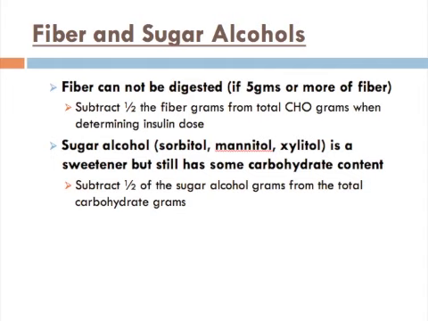Fiber and sugar alcohols. Fiber is more slowly digested, and some of it cannot be digested. So if a product has more than 5 grams of fiber per serving in it, I recommend subtracting half the fiber grams from the total carbohydrate grams in the product when determining an insulin dose. The same thing with sugar alcohol. Subtract half of the sugar alcohol grams from the total carbohydrate grams as well, because some of it is not digested or absorbed.